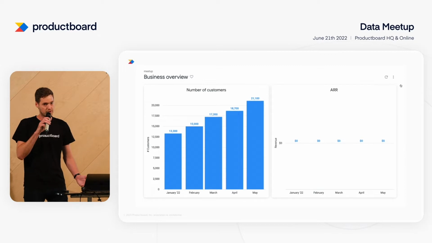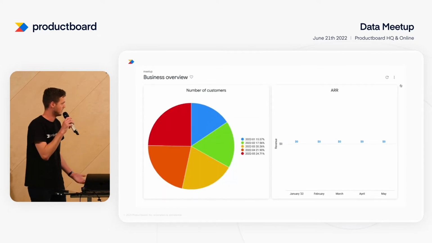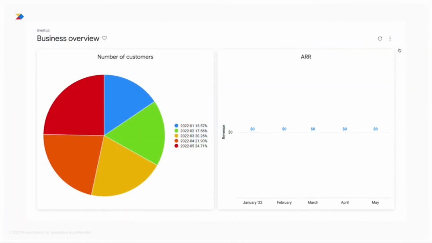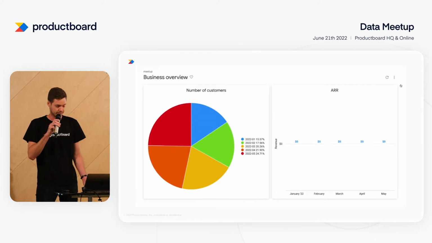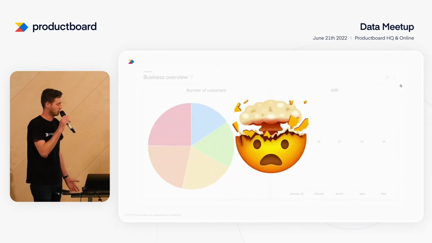Believe me or not, the situation can be even worse. You can press the refresh button and you can see something like this. The data are not correct, and somebody edited your dashboard, and you can see that instead of a column chart, there is a pie chart. And you don't know what's going on. And you most probably feel like this.